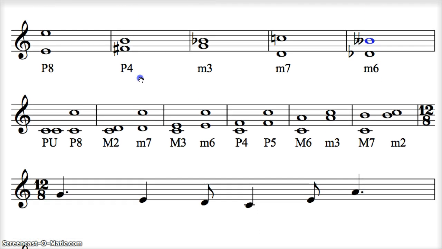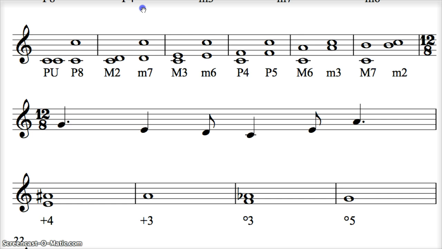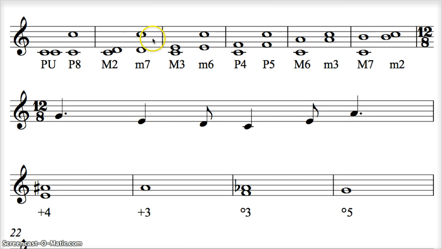Before we get into that, let's talk a little bit about inversions, and review that if we take one of the pitches that was on the bottom and make it the top, it changes the quality and the size. So if we have a perfect unison and we put one on the top, it becomes a perfect octave. If we have a second and we take the bottom C here and put it up on the top, it becomes a seventh. And you will also notice that the quality changes. So a major second inverted becomes a minor seventh.